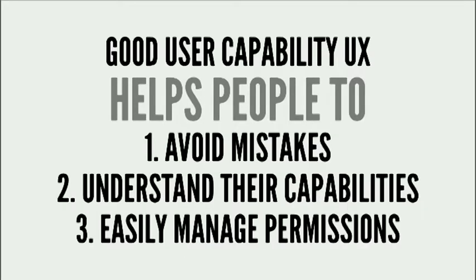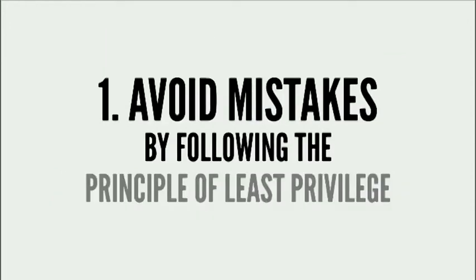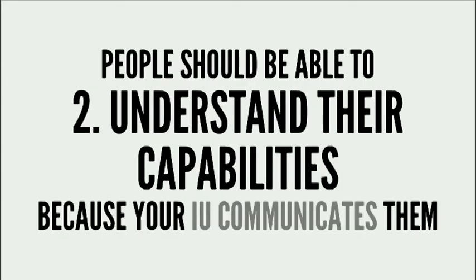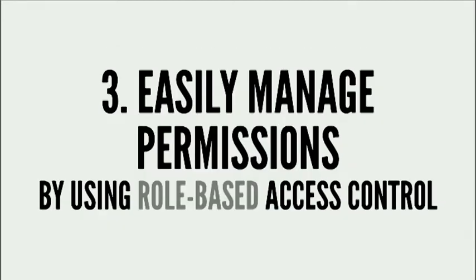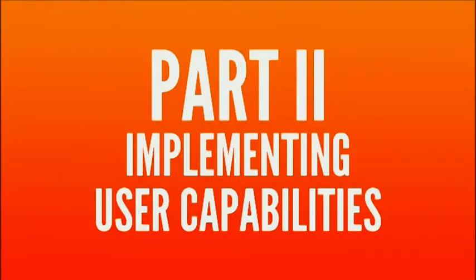So, quick recap. Good user capability UX helps people to avoid mistakes, understand their capabilities, and easily manage permissions. You can avoid mistakes by following the principle of least privilege. People should be able to understand their capabilities because your UI communicates it to them. And you can easily manage permissions if you use role-based access control. All right, part 2, implementing user capabilities. But first, my assumptions.